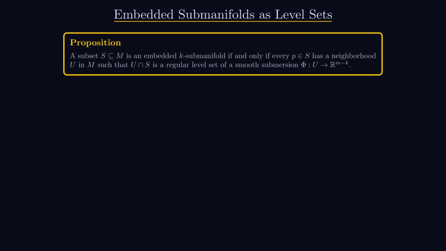The regular level set theorem gives a sufficient condition for a level set to be an embedded submanifold. The characterization proposition says this is also necessary.